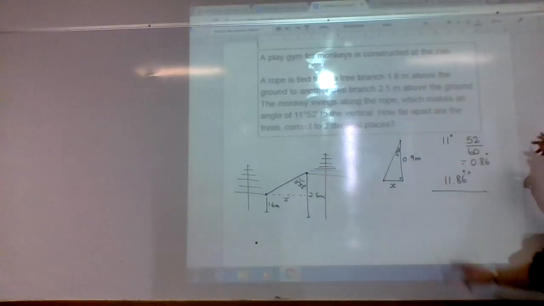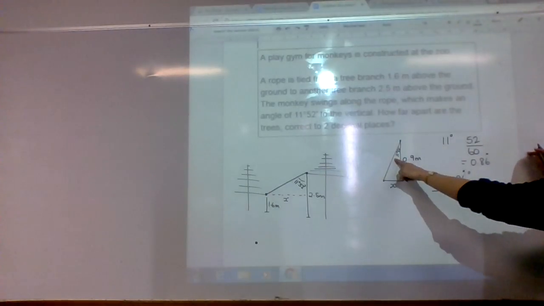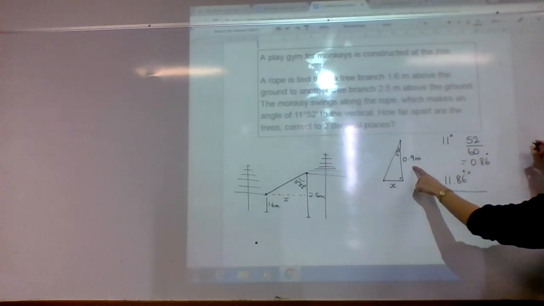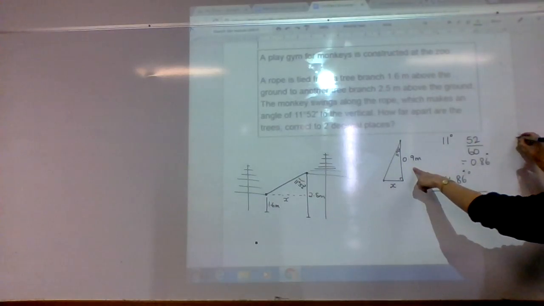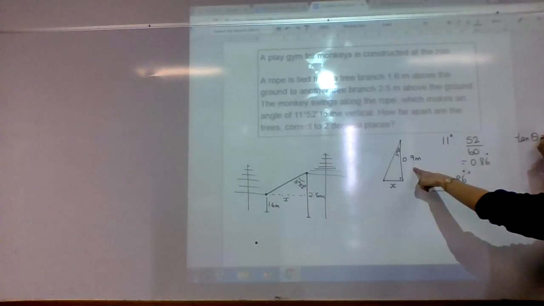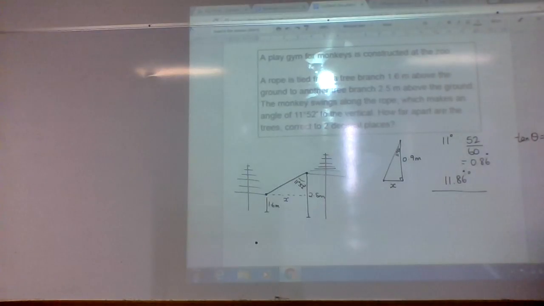So let's go. Here's my angle. I've got opposite, I've got adjacent. I'm going to use tan. Tan theta equals opposite over adjacent. So tan of 11.86, and when you put it in your calculator, make sure you keep pressing lots of sixes there, equals x over 0.9.